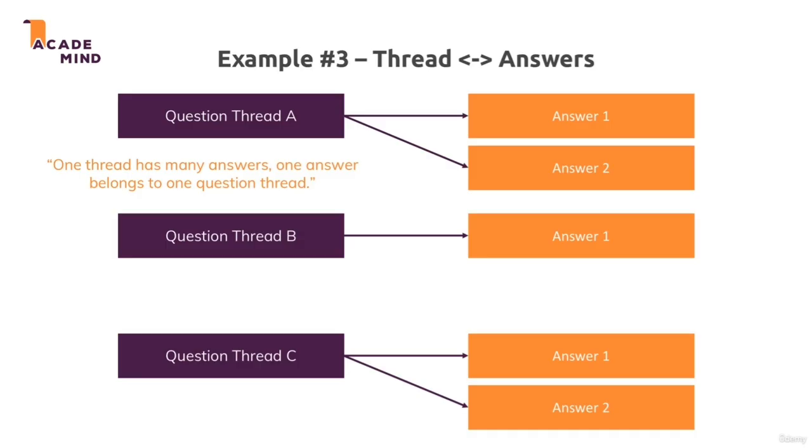We had a look at one-to-one relations. Let's now have a look at one-to-many relations. Let's say, like in the Q&A section of Udemy, we have question threads, and each question thread then has a couple of answers. So an answer only belongs to one thread, but a thread can have multiple answers. That's a typical one-to-many relationship. How would you model that in MongoDB?